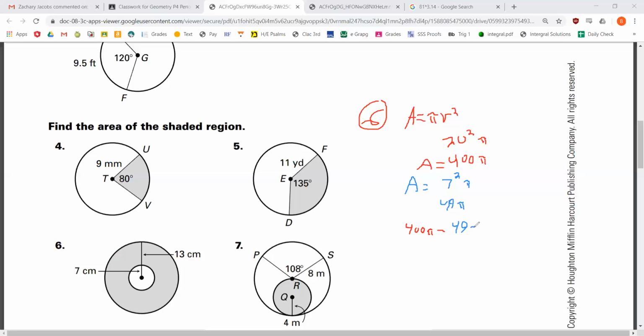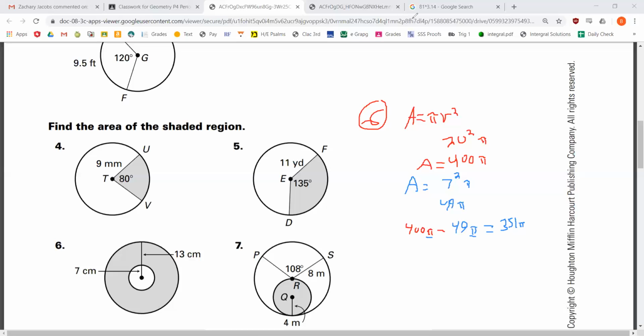The reason I didn't change it to decimal is because if they both have pi, it'll be a little easier to subtract, because then you could just subtract the numbers in front. Kind of like a variable. If it's 400x minus 49x, you could combine like terms. If you turn it to decimal, that'll be fine. You're going to be okay, and you'll still get the same answer as I do. So this is going to be 351 pi.